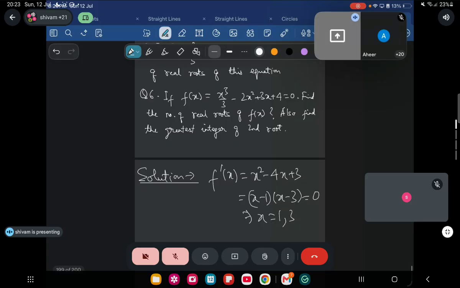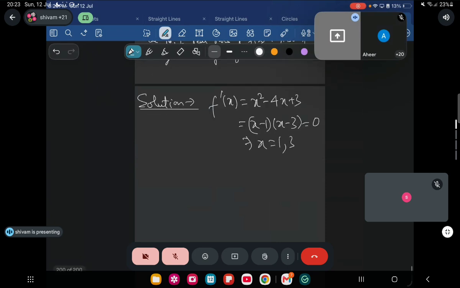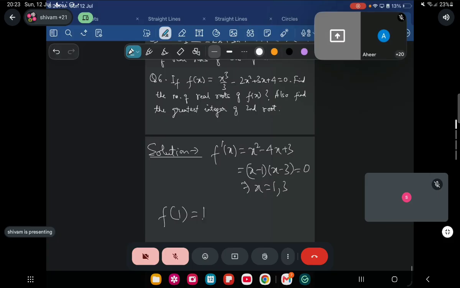Coefficient of x cube is greater than 0, so the graph will look somewhat like this. We need to just check what will happen at f of 1 and f of 3. f of 1 is equal to 1 by 3 minus 2 plus 3 plus 4. Is it positive? Yes, it is positive. And f of 3 is 3 cube by 3, which is 9, minus 18 plus 9 plus 4.